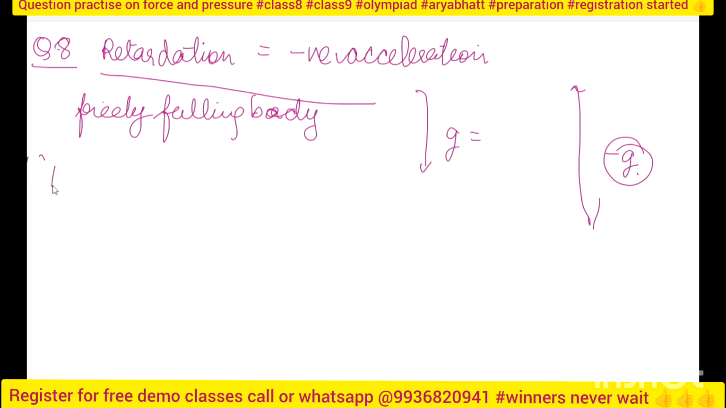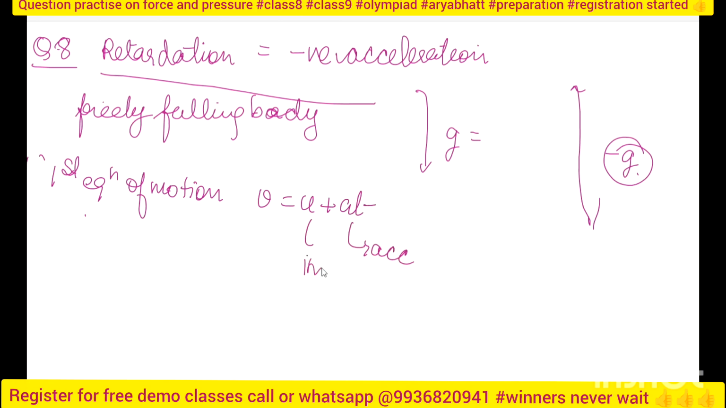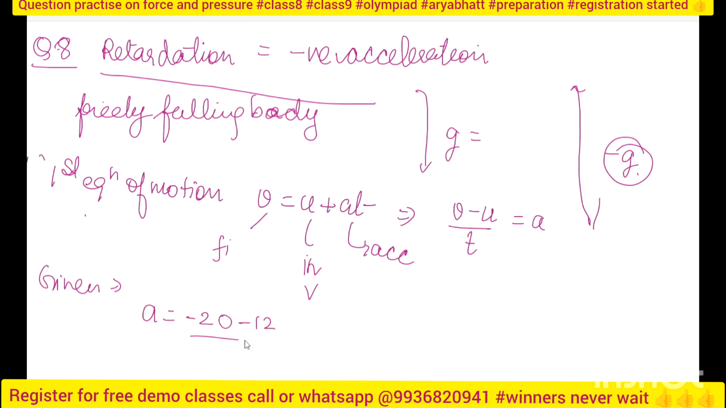Now we have the first equation of motion, V is equal to U plus AT. A is acceleration, U is initial velocity, V is final velocity, right? So from this equation I can write (V minus U) by T is equal to A. The U, V and T values are given in the question, so I will put them in this equation. What will I get? A is equal to minus 20 minus 12 divided by 0.01. So minus 32 divided by 0.01, or I can say 3200 meter per second square.